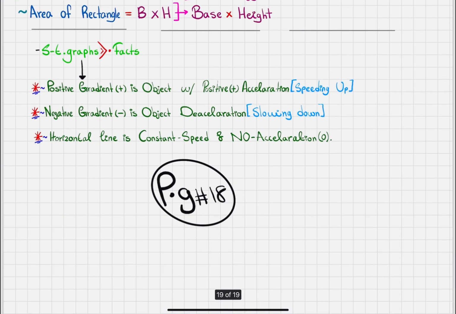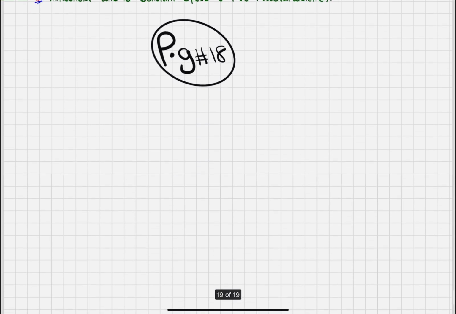A positive gradient is positive acceleration, speeding up. A negative gradient is negative acceleration or deceleration, slowing down. And a horizontal line, again, zero slope, no acceleration, but constant speed.